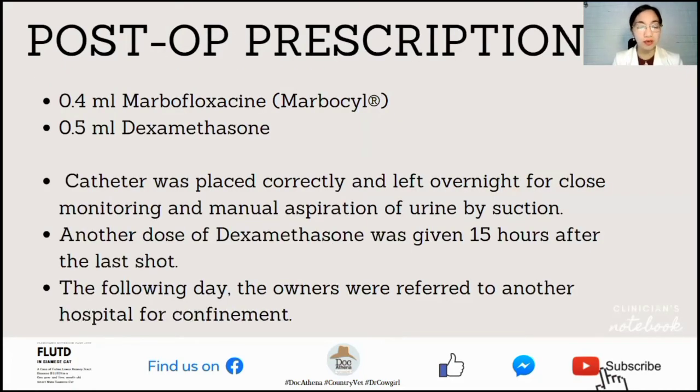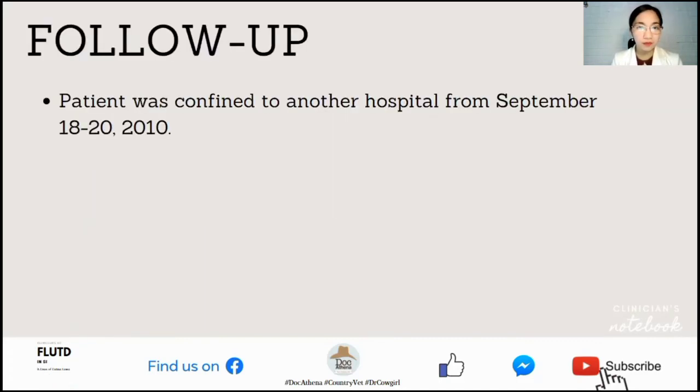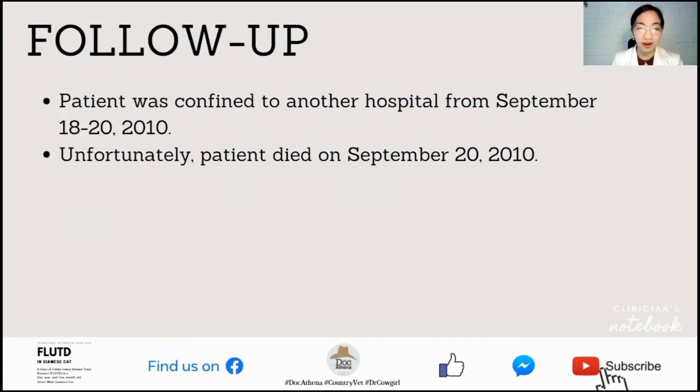For post-op prescription, the patient was prescribed marbofloxacin and dexamethasone. A catheter was also placed correctly and left overnight for close monitoring and manual aspiration of urine by suction. Another dose of dexamethasone was given 15 hours after the last shot. The following day, the owners were referred to another hospital for confinement. For follow-up, the patient was confined to another hospital from September 18 to 20, 2010, and by phone call, unfortunately, according to the owner, the patient died on September 20, 2010.